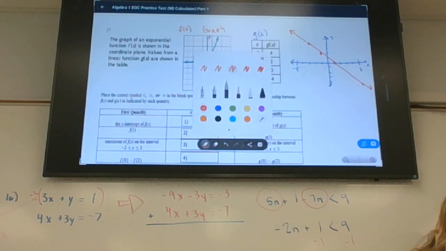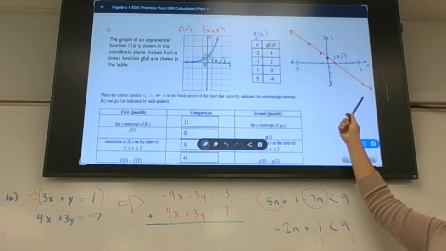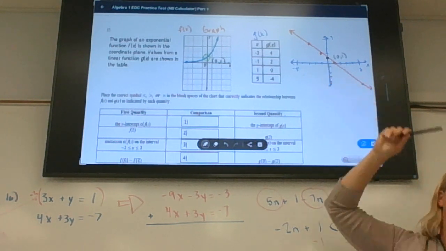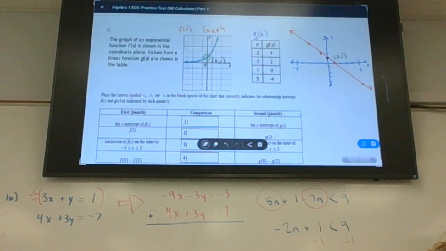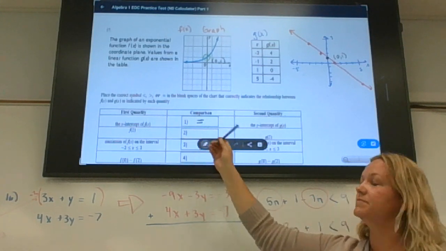The y-intercept of f is here at 0, 1. There's an ordered pair at 0, 1 here. It's also 0, 1. If you graph on graph paper and connect with a straight line, you would have seen your y-intercept at 0, 1. So the answer here is that they are equal. The y-intercept of the left one and the one I created is the same.